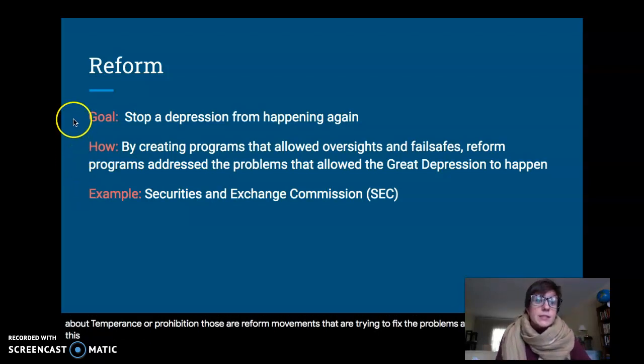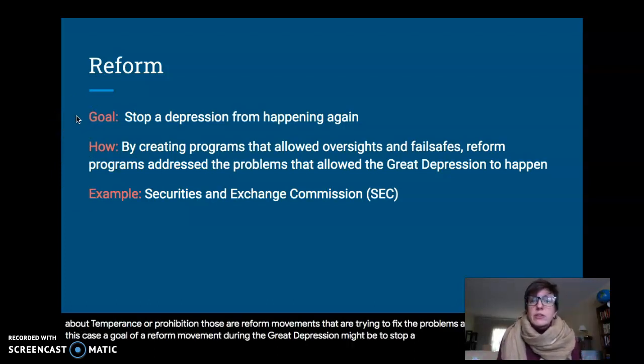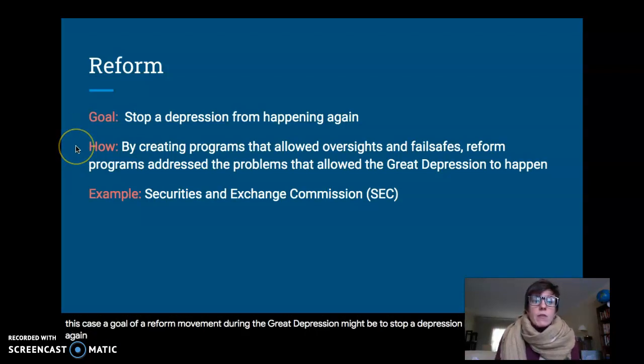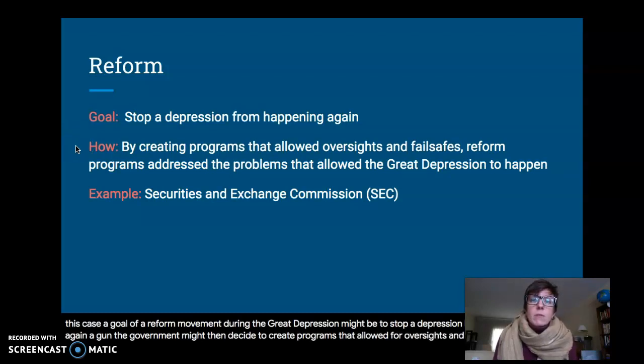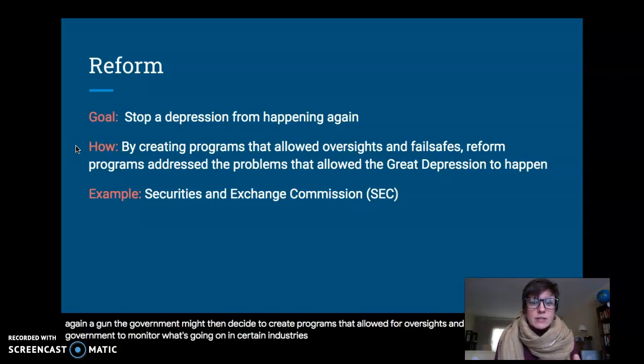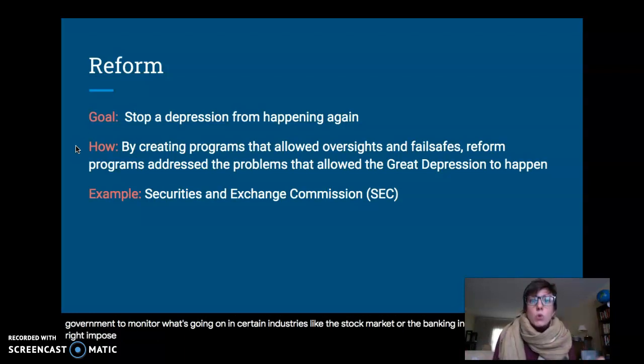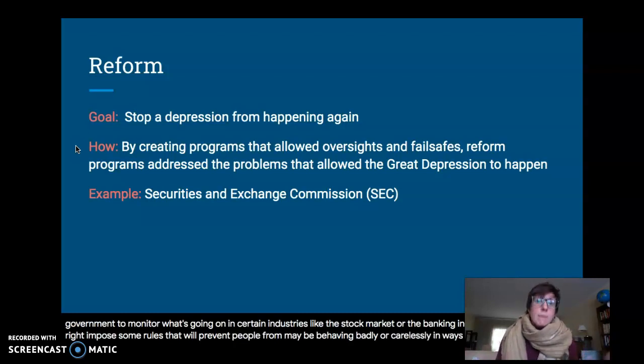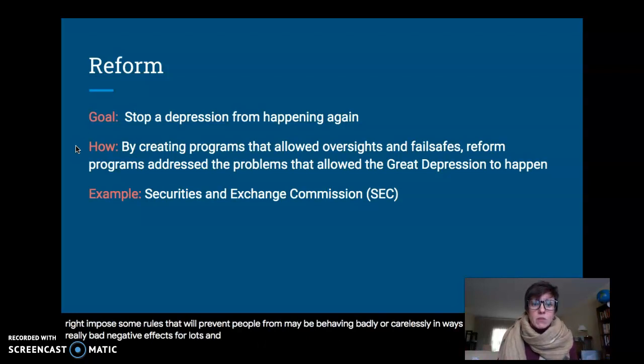So in this case, a goal of a reform movement during the Great Depression might be to stop a depression like this from happening again. The government might then decide to create programs that allowed for oversights and fail-safes, ways for the government to monitor what's going on in certain industries, like the stock market or the banking industry, and regulate those, right? Impose some rules that will prevent people from maybe behaving badly or carelessly in ways that end up having these really bad negative effects for lots and lots of Americans. So the idea here is to create reform programs that are going to address the problems that caused the Great Depression in the first place.